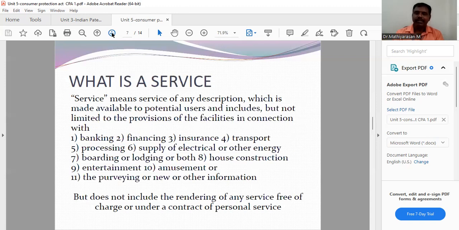What is a service? Service means service of any description which is made available to potential users and includes, but is not limited to, the provision of facilities in connection with banking, financing, insurance, transport, processing, supply of electrical or other energy, boarding or lodging or both, house construction, entertainment, amusement, or the purveying of news or other information, but does not include the rendering of any service free of charge or under a contract of personal service.